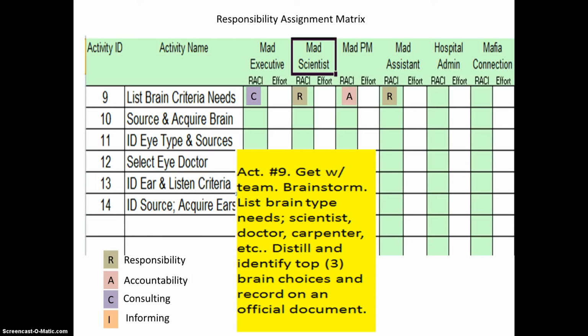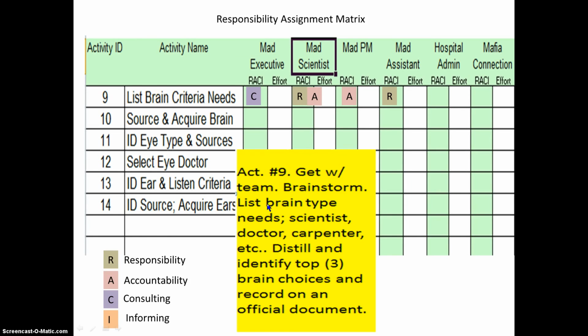That is the person who is in charge and supervising the event and becoming ultimately the one that has to carry forward with not only deciding on what are the 3 top brain choices that need to be identified, but also to record and to document that within an official formal recording that then is the deliverable that this particular activity is a result of. And so the mad project manager is going to be the one that ultimately is going to be accountable for this action and for this deliverable.